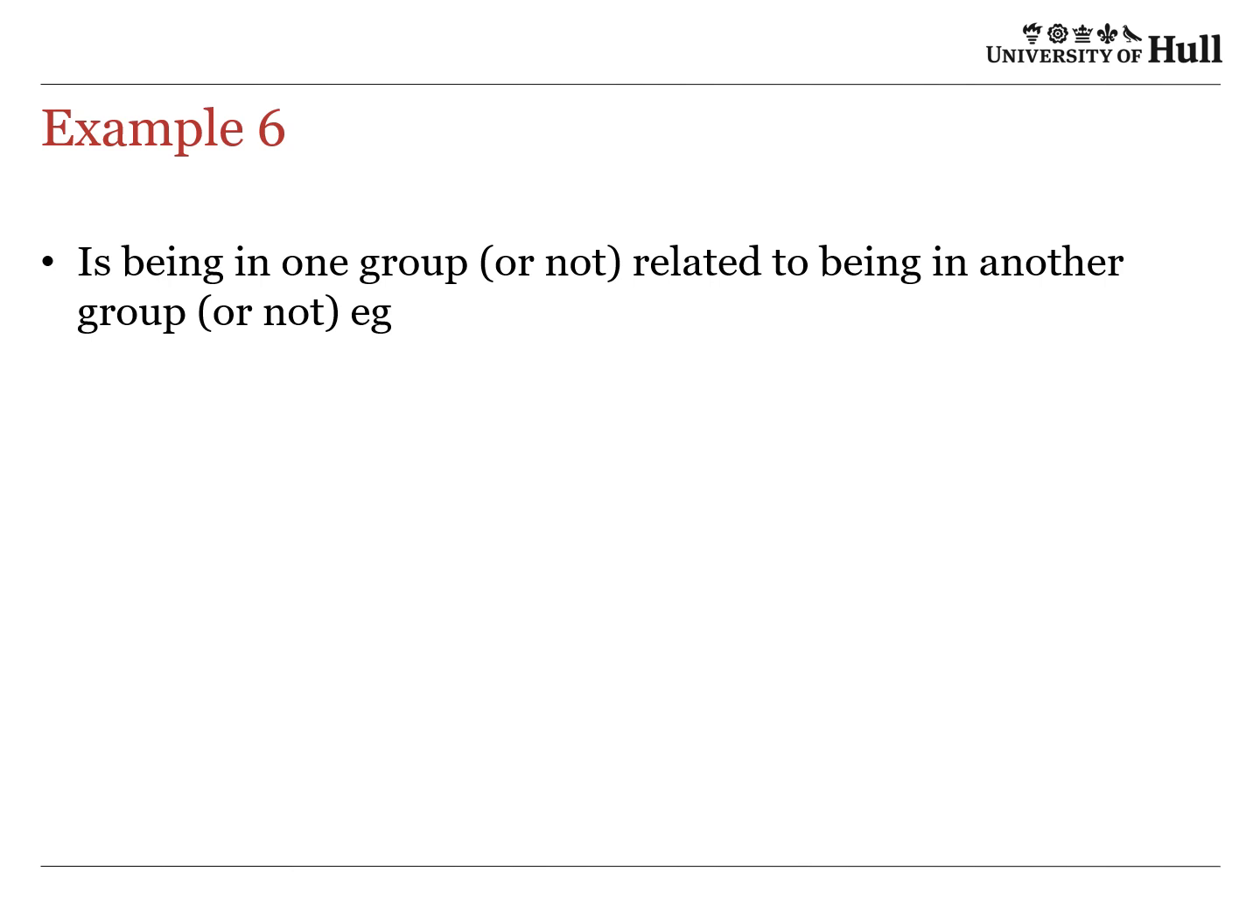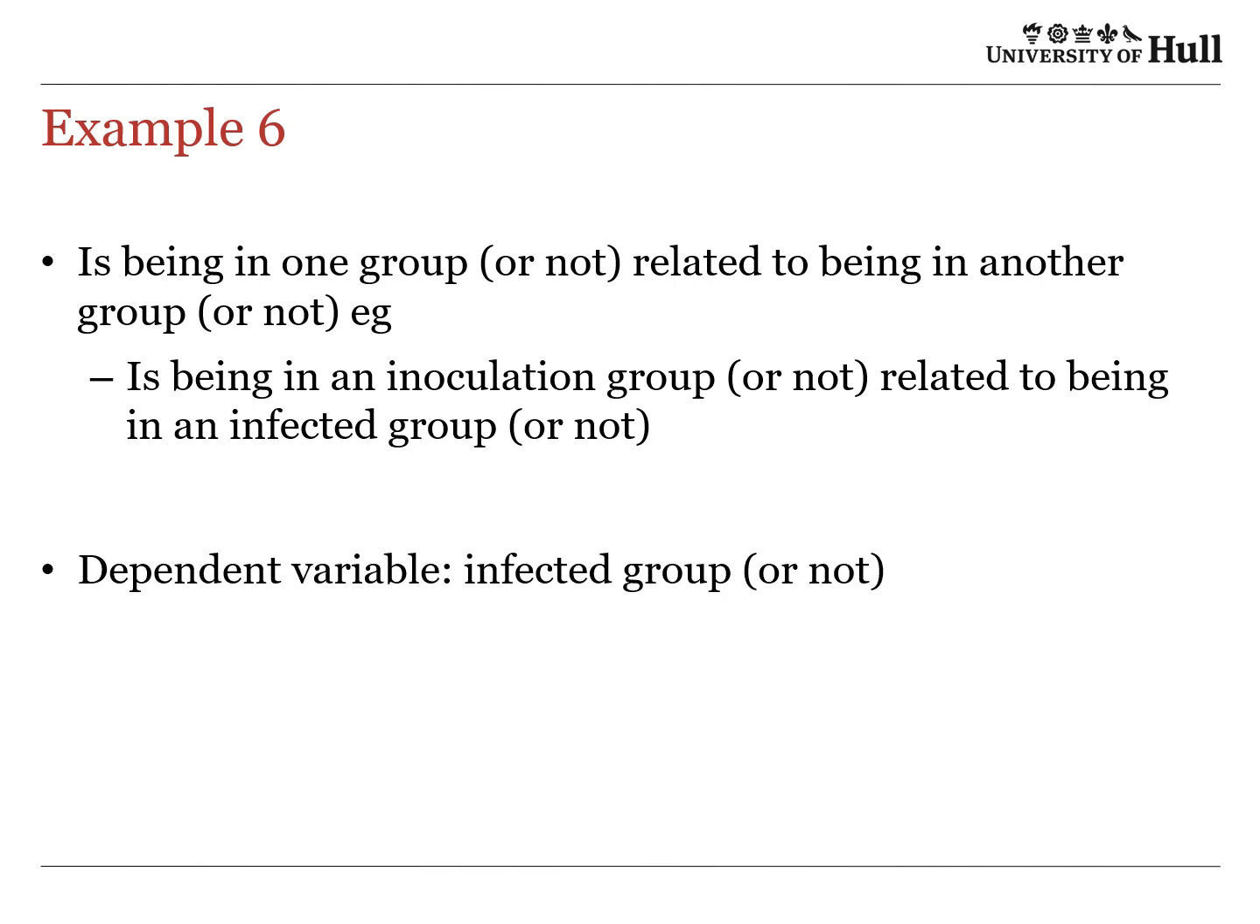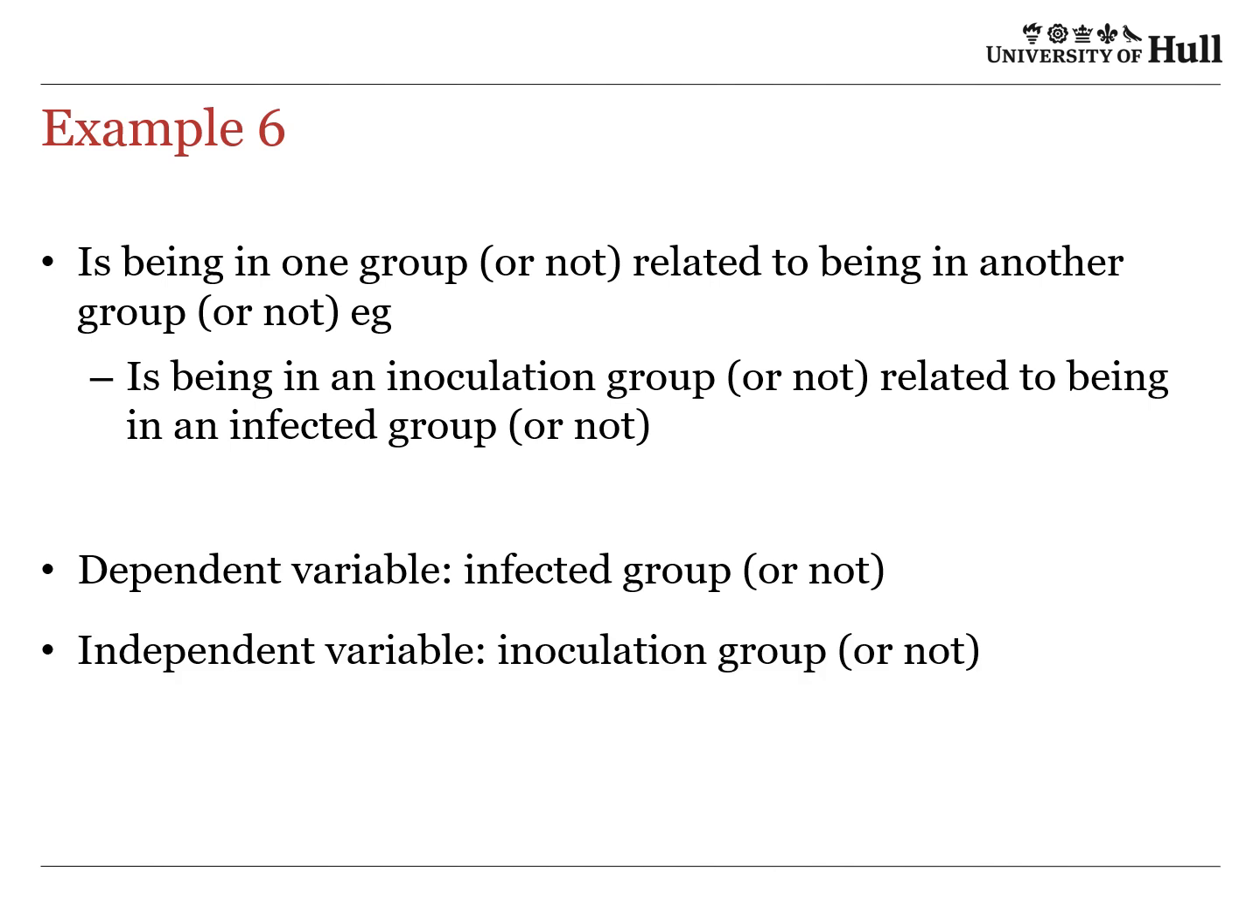Example 6 is being in one group or not related to being in another group or not. For example, is being in an inoculation group or not related to being in an infected group or not? The dependent variable here is the infected group, being in that or not, and the independent variable is the inoculation group or not. Again, however, we are looking at relationship in this example. We're not necessarily always able to discern the direction of causation.